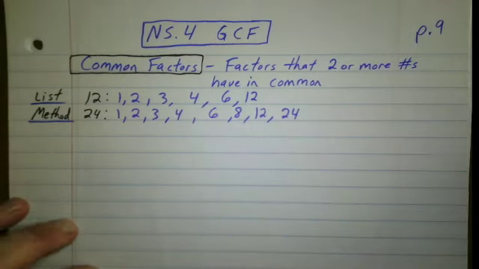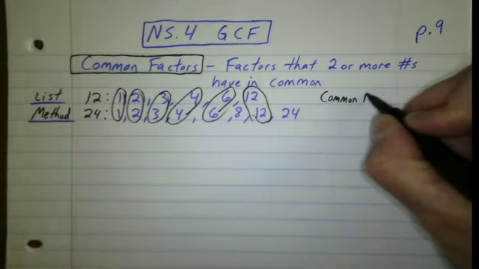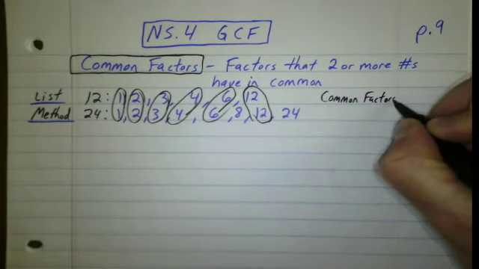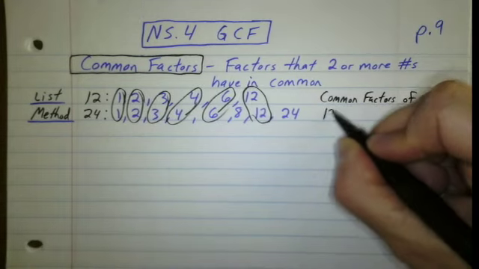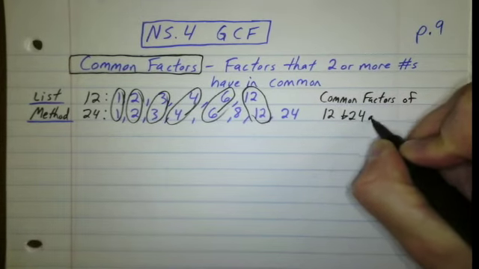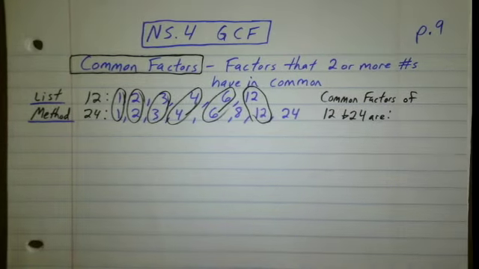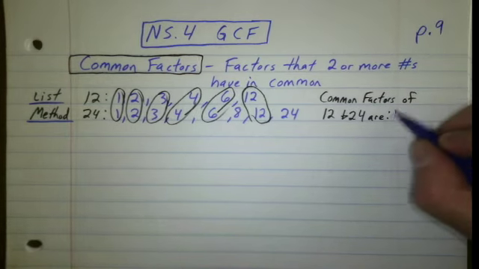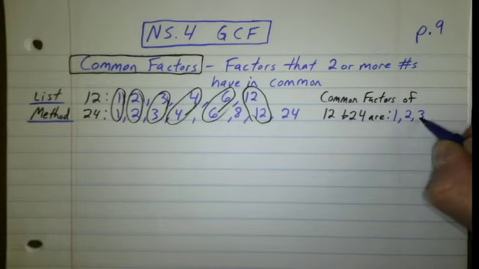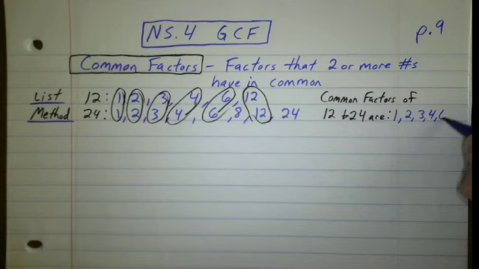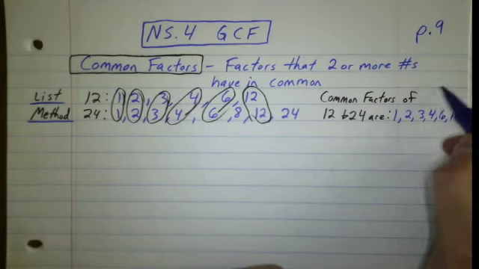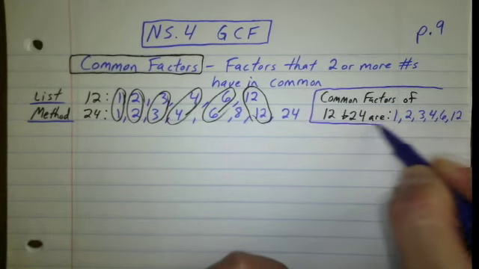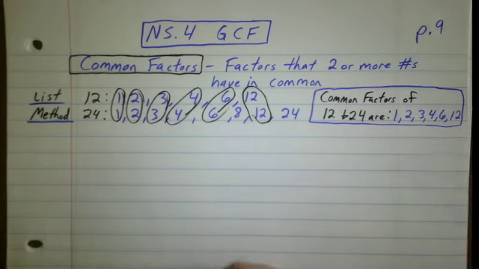So the common factors of 12 and 24 are the ones we circled, and you would just have to write all those out: 1, 2, 3, 4, 6, and 12. So whenever they ask for common factors of everything, you have to list them out. Unfortunately, I don't know another way for common factors.